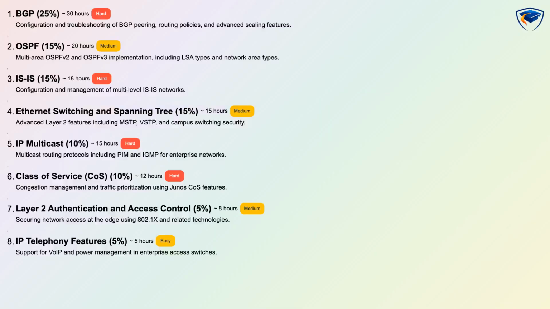The JNCIP-ENT exam covers 8 domains with explicit weights: BGP 25%, OSPF 15%, ISIS 15%, Ethernet switching and spanning tree 15%, IP multicast 10%, class of service 10%, Layer 2 authentication and access control 5%, and IP telephony features 5%. Expect a mix of conceptual questions, hands-on scenarios, and troubleshooting labs that reflect those weights.